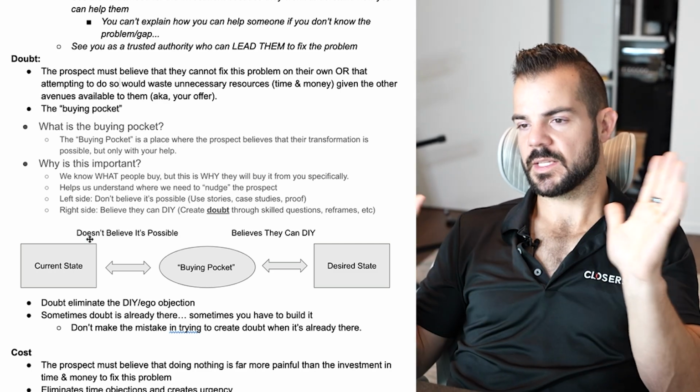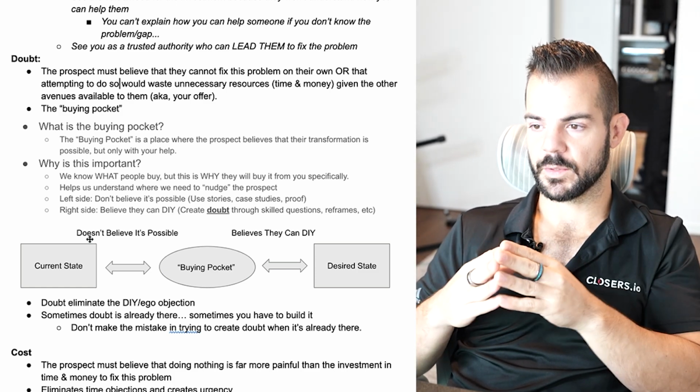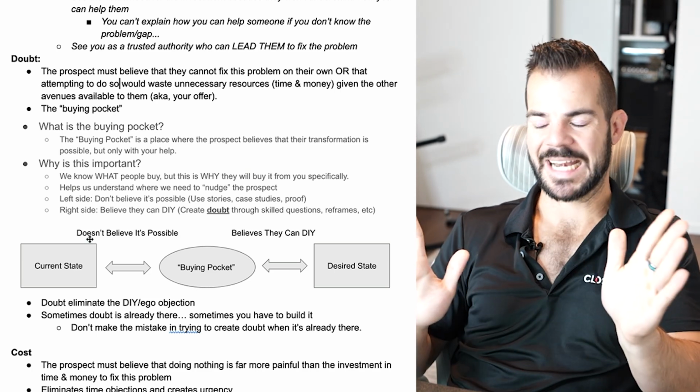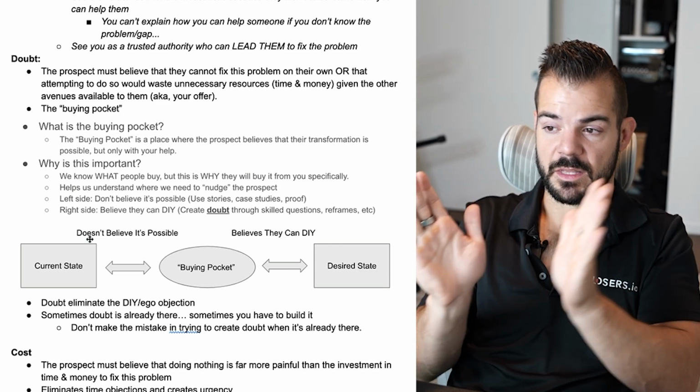It's just one thing. So on the sales side, what we really want to do is stories if we can, okay? And then you can look up other types of proof later. 99% of the time, that's what we do. If they don't believe it's possible, on the left side, we want to get them into the buying pocket.